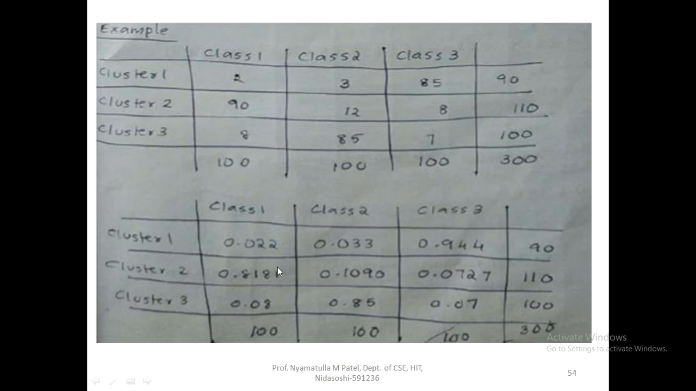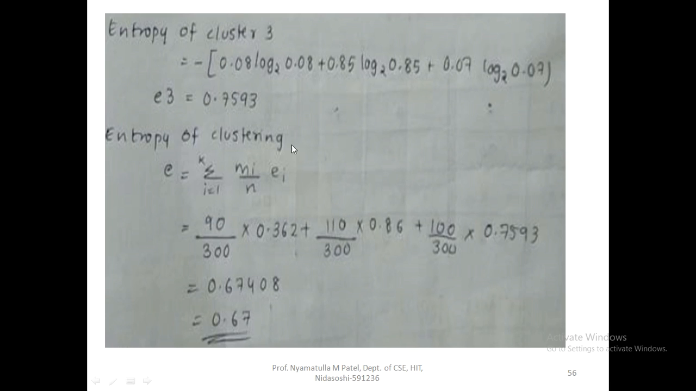So, take cluster 1. Cluster 1 is 0.02, 0.03 and 0.94. So, 0.02 into log 0.02 to the base 2, plus 0.03 into log 0.03 to the base 2, and 0.94 into log 0.94 to the base 2. So, you will get the entropy of the cluster as 0.36. Similarly, the entropy of cluster 2 is 0.86.